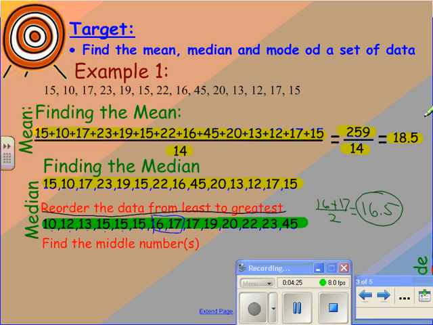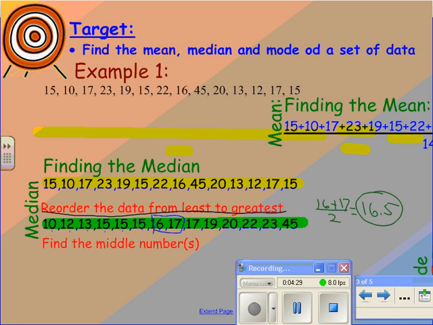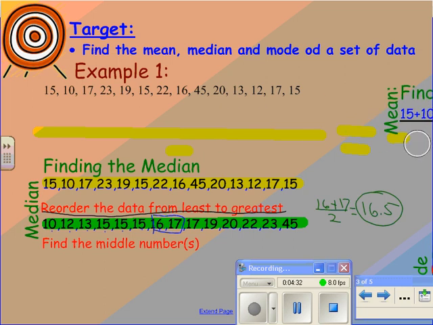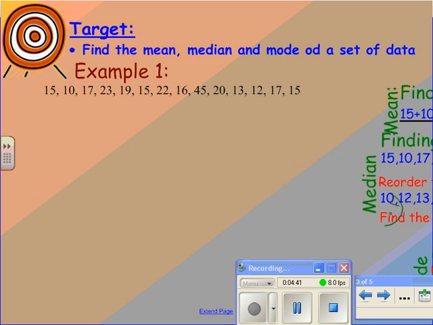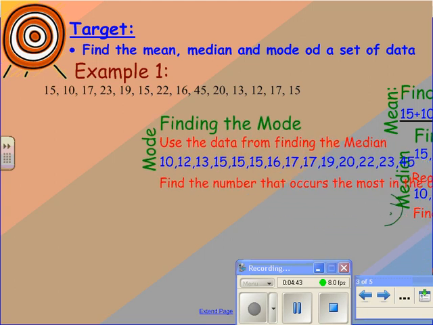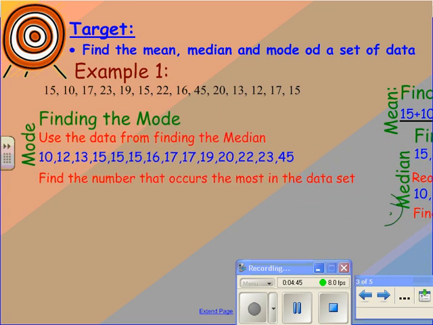Let me rearrange things real quick. I'm going to move our mean off, move our median off, and bring up our mode. Finding the mode, we use the data from finding the median. In other words, we arranged all that data in order, and then we want to find the number that occurs the most often.